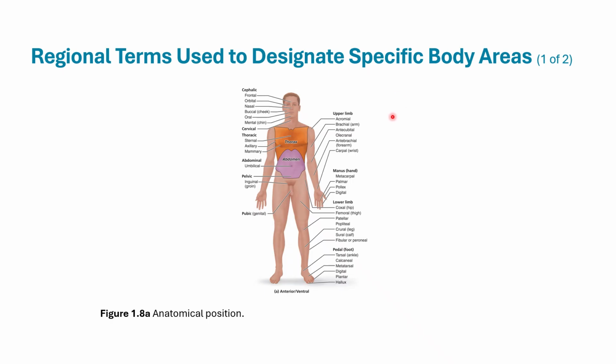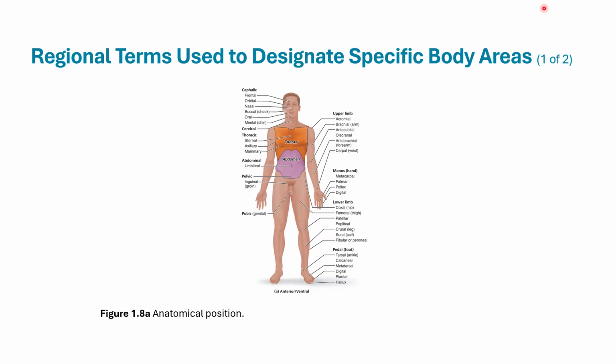Upper limb, this region refers to the arms. The areas in the upper limb region include the acromial, the shoulder, the brachial, which is arm, antecubital, which is the anterior elbow, the olecranon, which is the posterior elbow, that's your funny bone when you hit it, antebrachial is the forearm, and the carpal is the wrist.